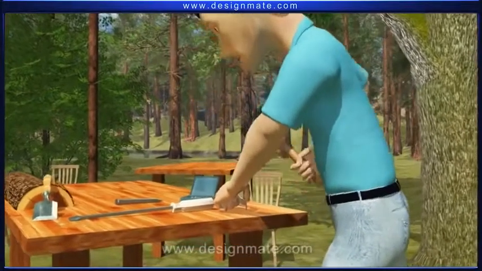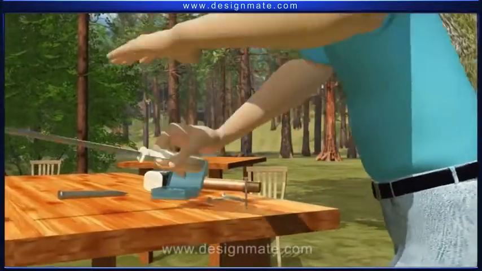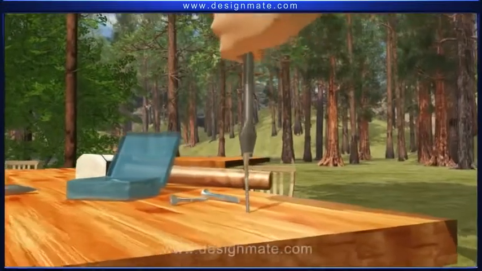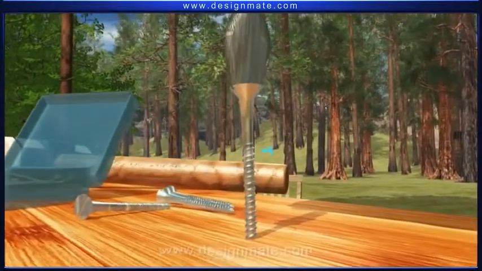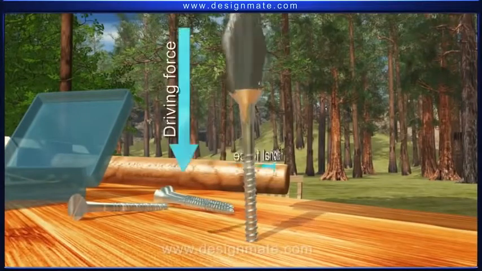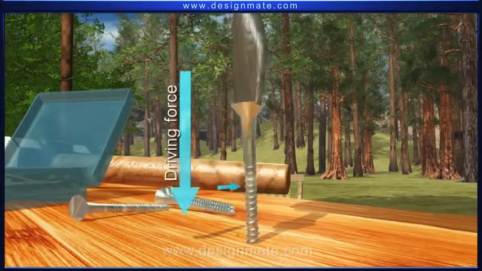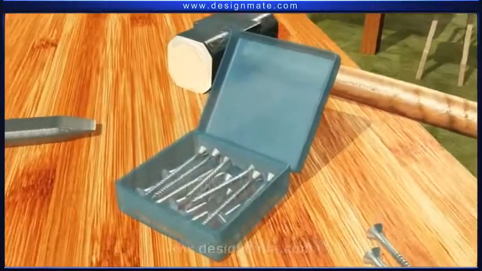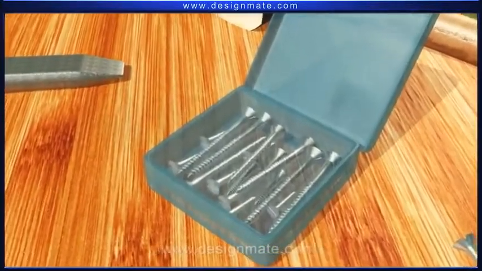Look, after an initial tap on the head of the big screw, Mr. Douglas is turning the screw. A screw turns a small rotational force into a larger forward driving force. He is also using some smaller screws to fix the leg properly.